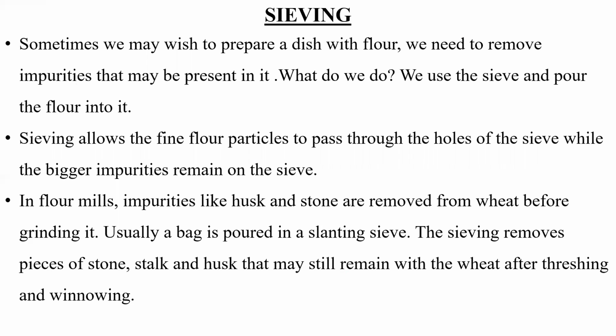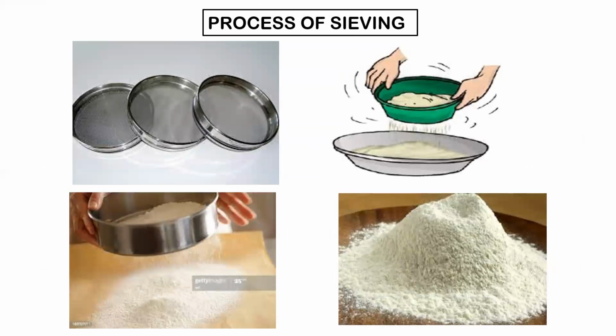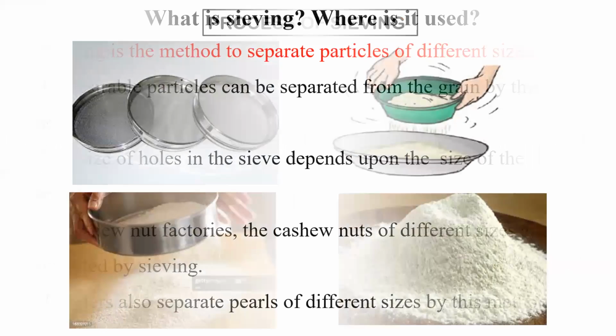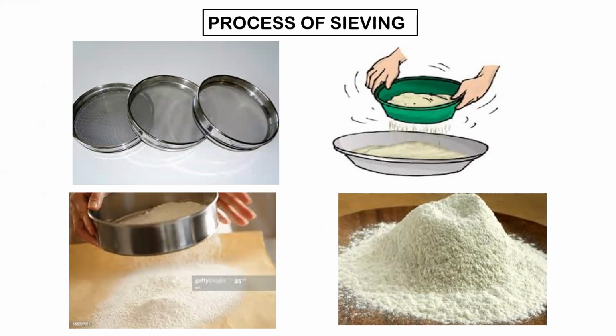So in a flour mill, that means a big mill, impurities like husk and stones are removed from the wheat before grinding it. Usually a very big bag is poured onto a slanting sieve. So sieving removes the pieces of stalks, stones and husk that may still remain with the wheat after threshing and winnowing. Understood? So you can see the process of sieving and the materials used.